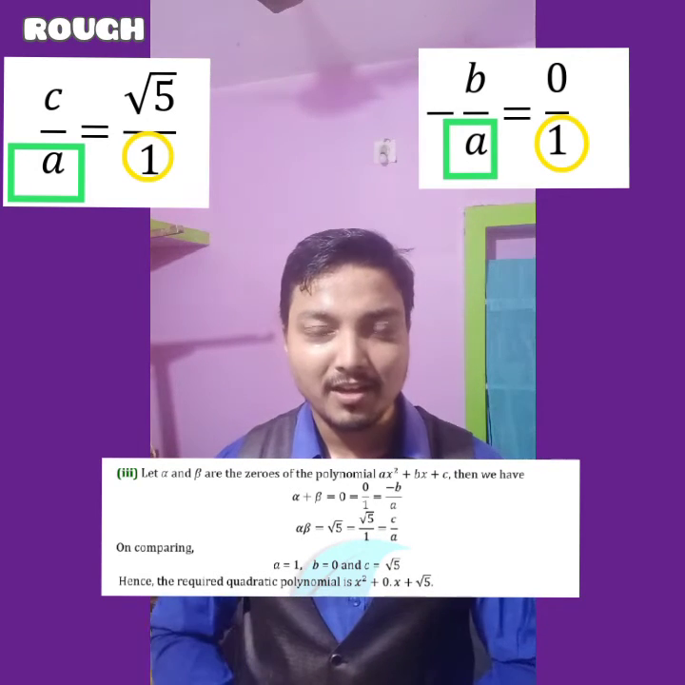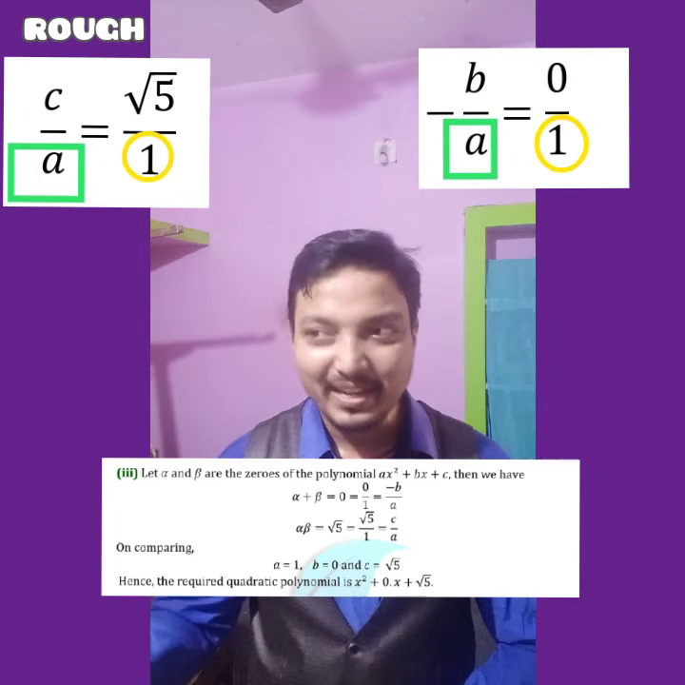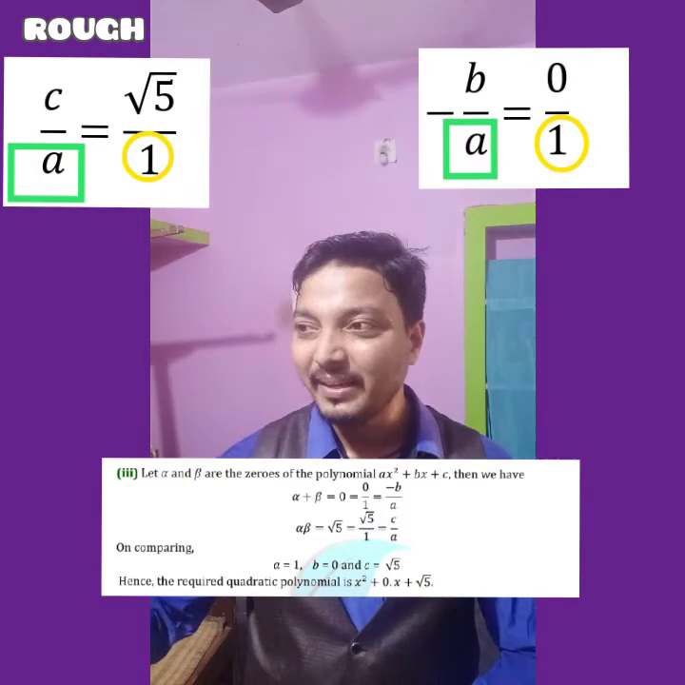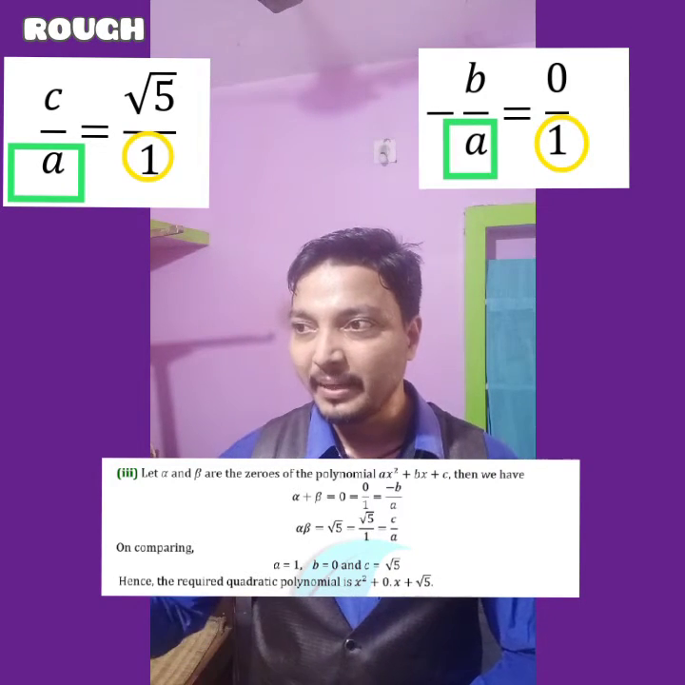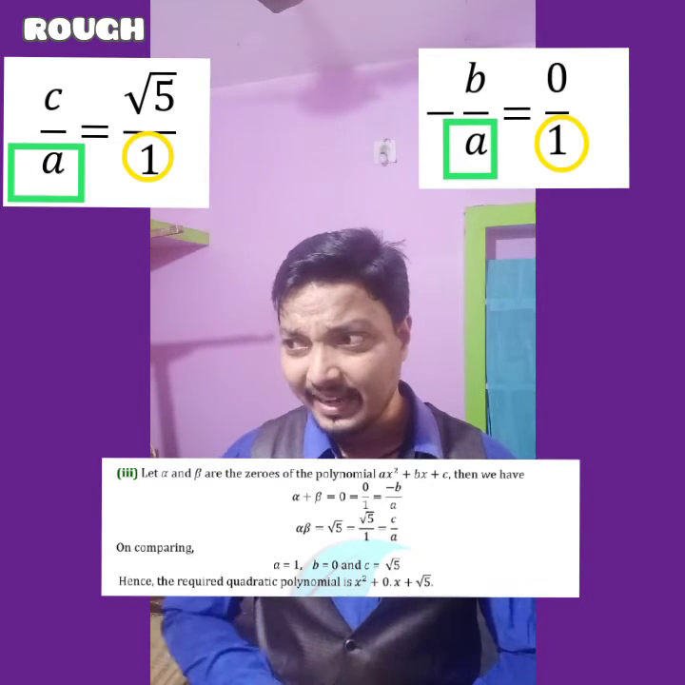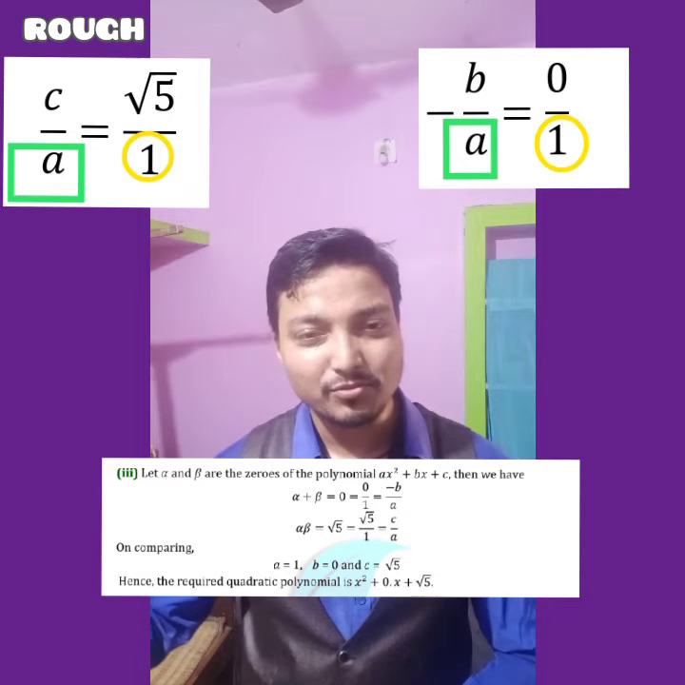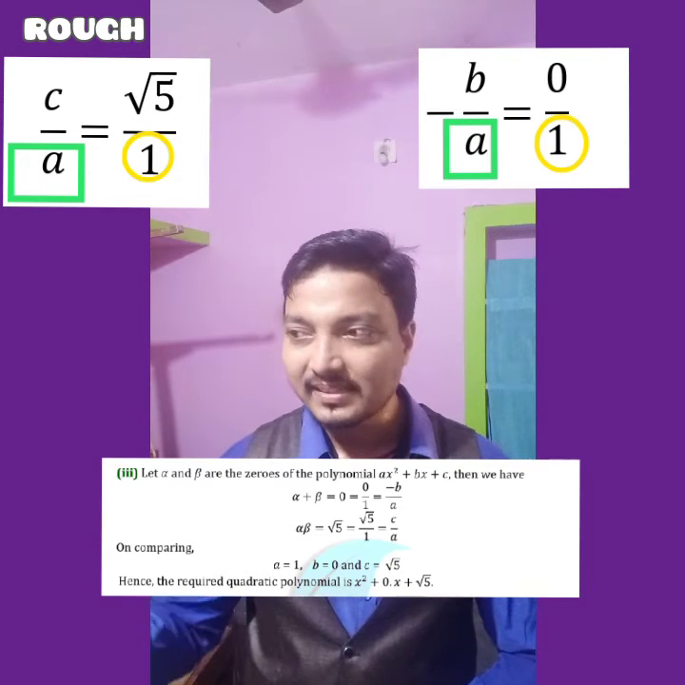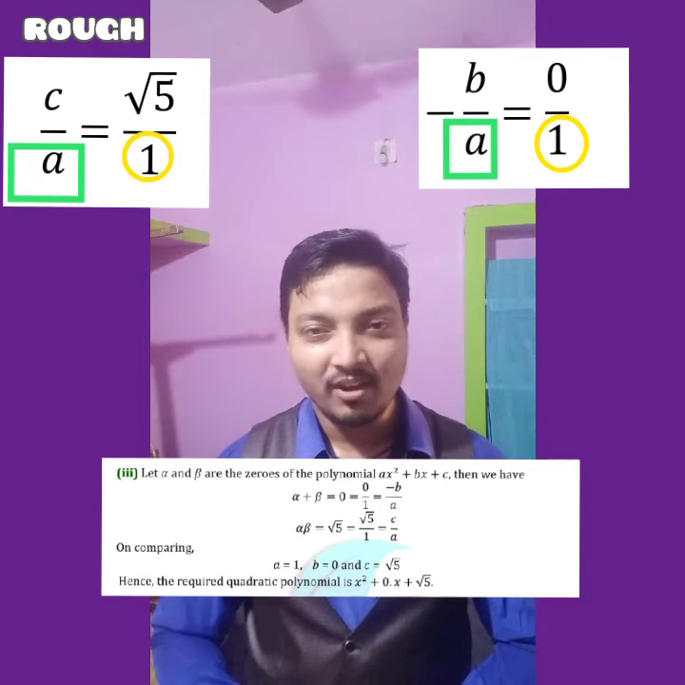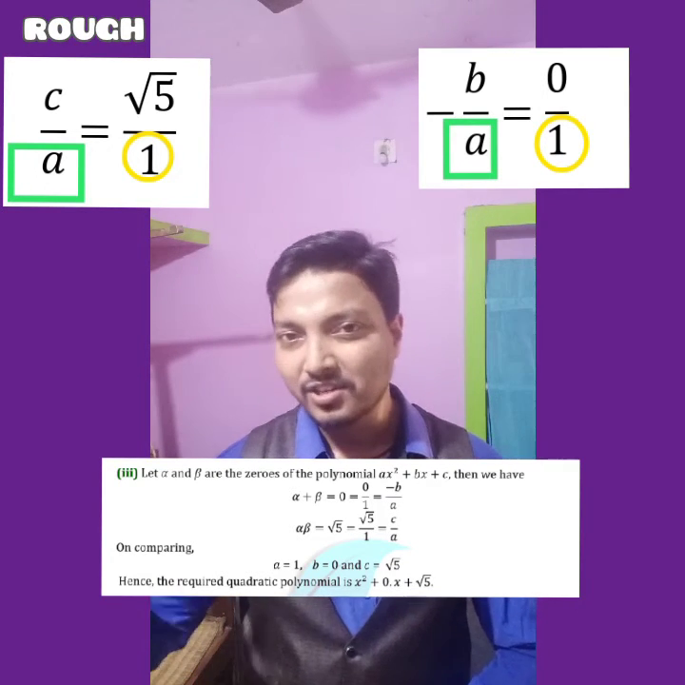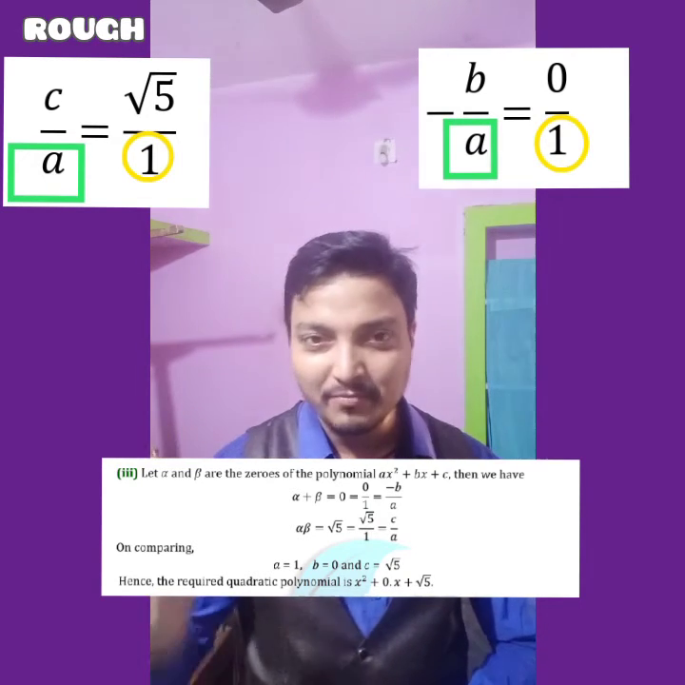Now directly put these in the standard form of the quadratic polynomial, ax square plus bx plus c. a is 1, so 1 into x square is x square. Plus b, which is 0, so bx means 0 into x. And plus c means plus root 5. So our quadratic polynomial becomes x square plus root 5. The same question can also be done with another shortcut trick, but I am not doing it that way; I am leaving it for you.